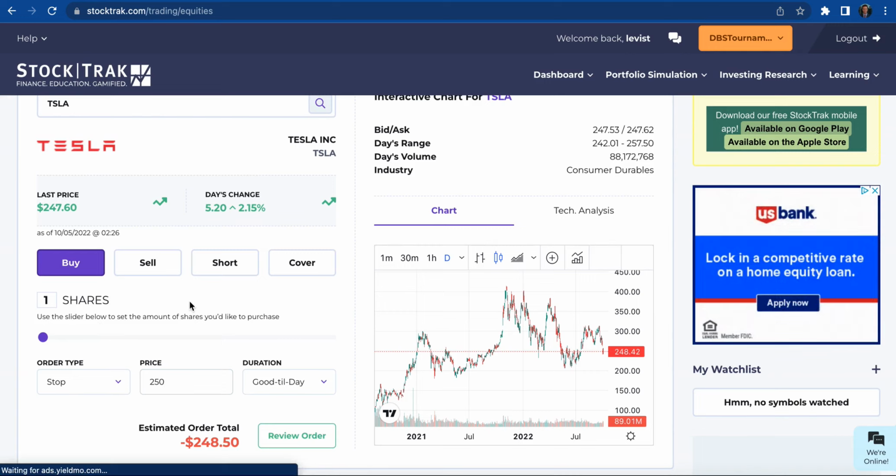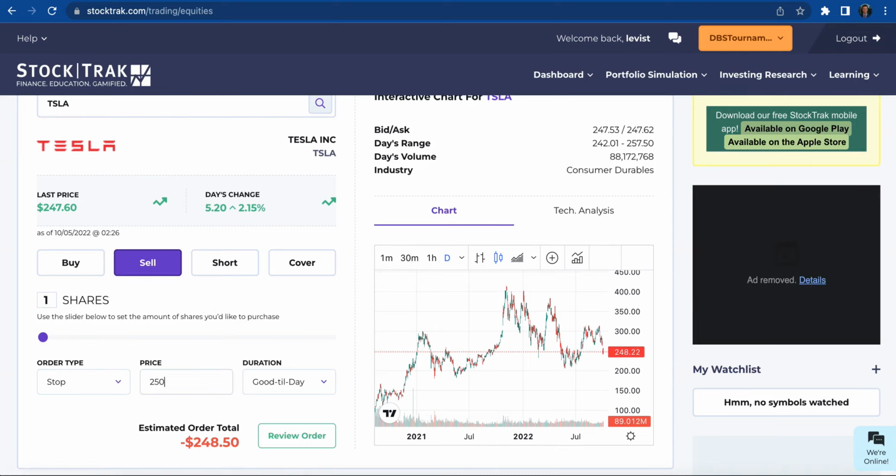You can also place a stop sell order, which means that if a stock falls below a certain price, your portfolio will automatically sell it. So say I want to buy Tesla, but I'm not too sure. And if it goes below a certain price of $230, I want to sell it. In this case, I just select a stop order for $230 and hit sell. This means I already own a share of Tesla, and if it drops below $230, I want to sell it in order to minimize those losses. Okay, so that's stop orders.